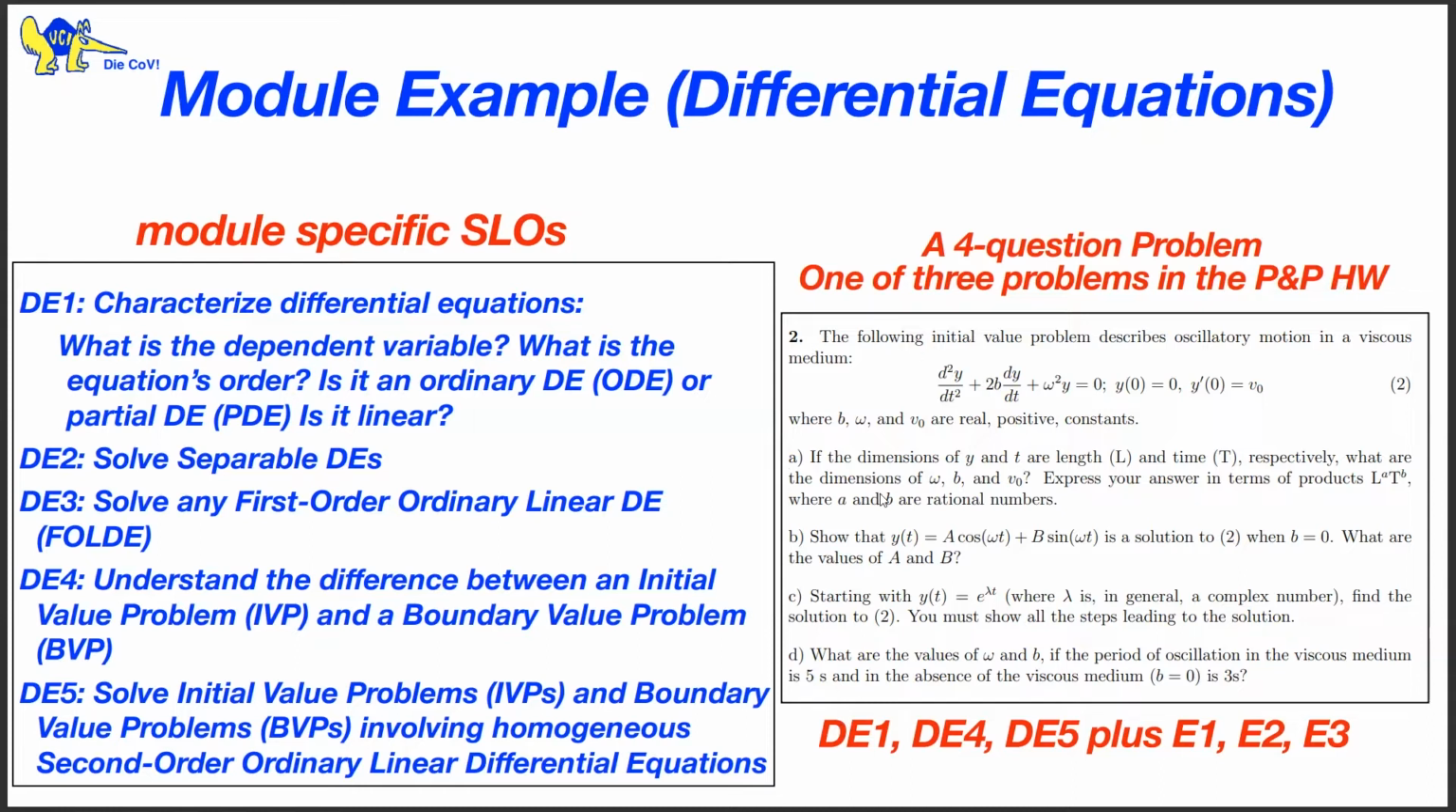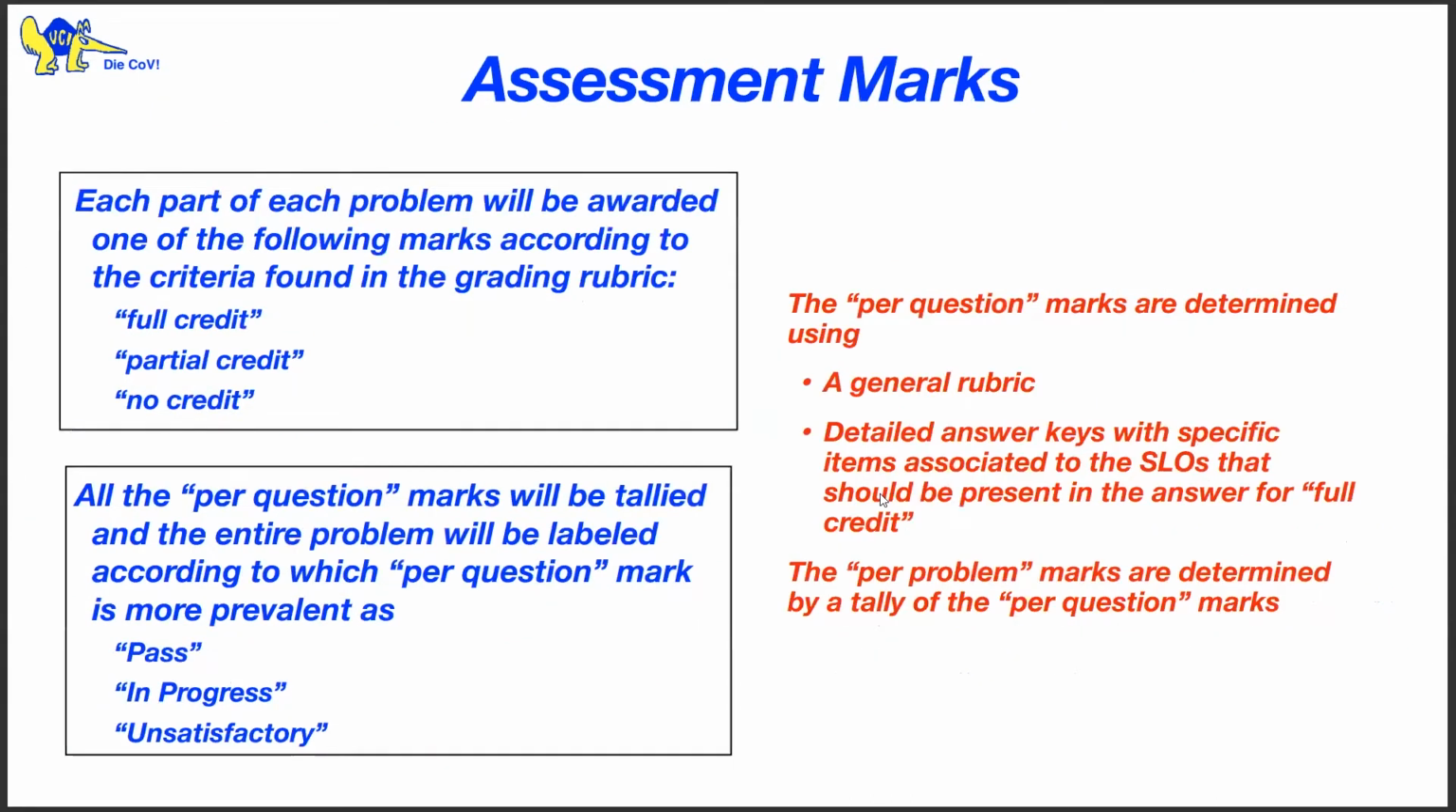Each problem has probably 4 or 5 questions. And there are then 2 levels of marks here. There are the marks per question, and those are where the actual rubric is, right?